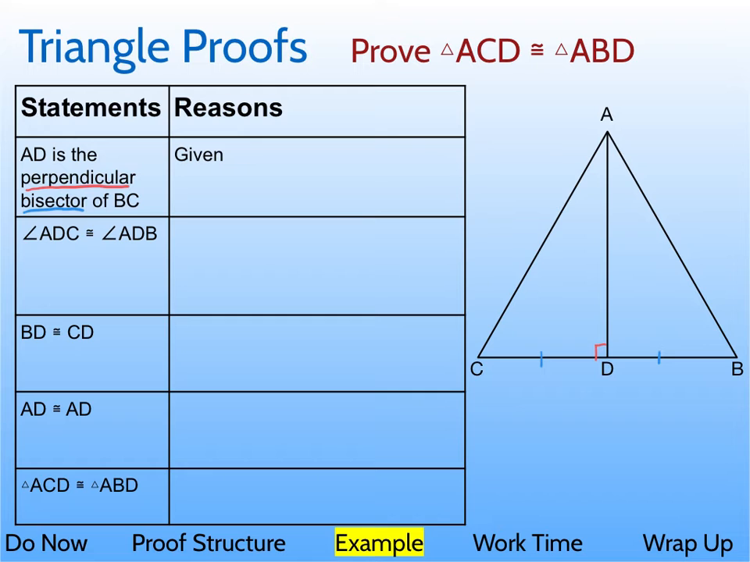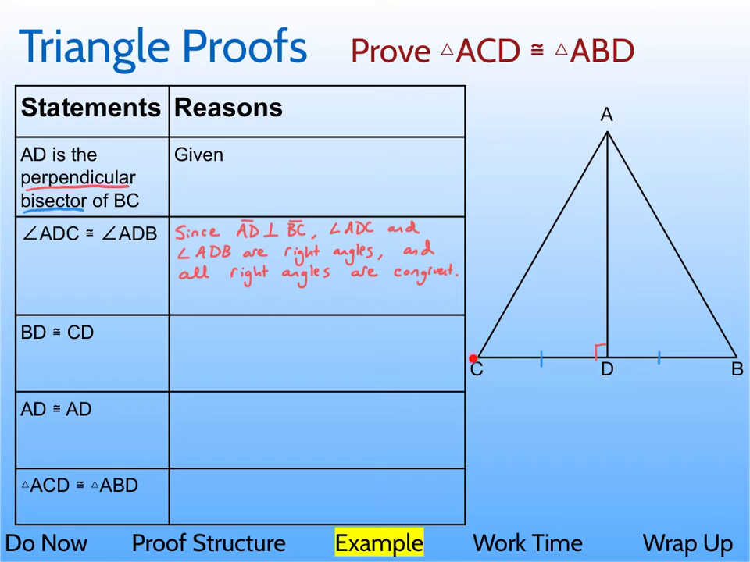So for that, what you want to do is, we know that it's perpendicular from the given information, and all 90-degree angles are congruent, so we can write something like this. You could say, since AD is perpendicular to BC, angle ADC and angle ADB are right angles, because that's the definition of perpendicular, and all right angles are congruent, which means, of course, that these 2 angles are congruent.